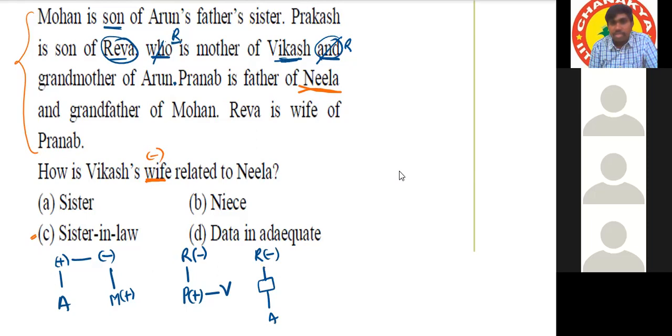Next is P is the father of Neela. P is the father of N. Is Neela male or female? We can't say. And the same P is the grandfather of Mohan. P is a male and the grandfather of Mohan, and we already know Mohan's gender. That's all. Next is Reva is the wife of Pranab.